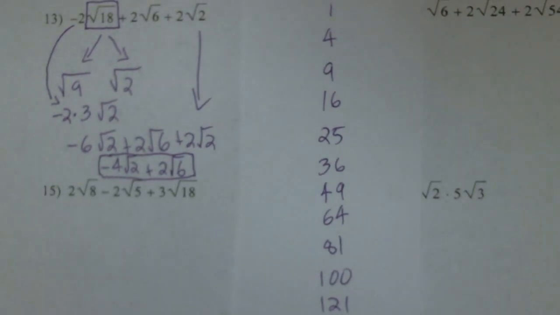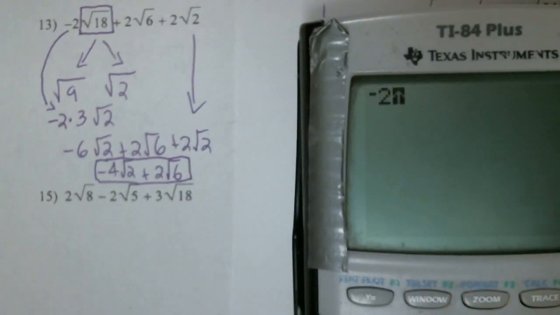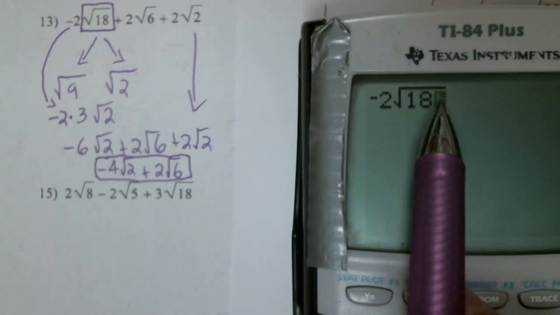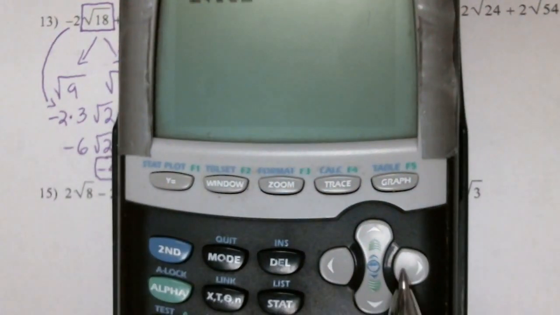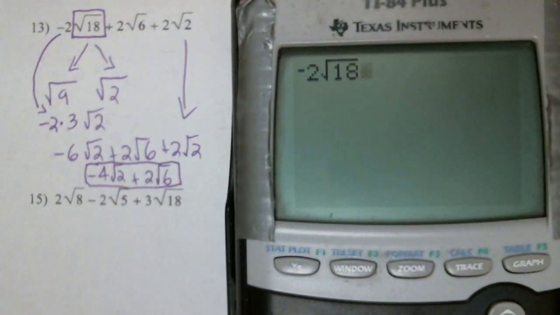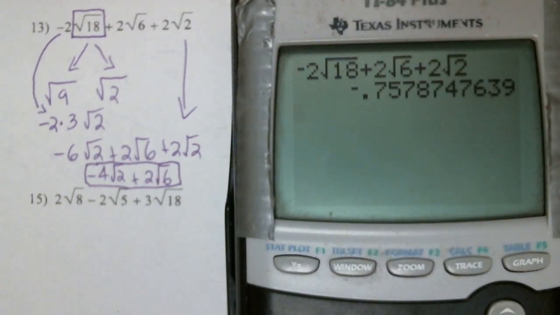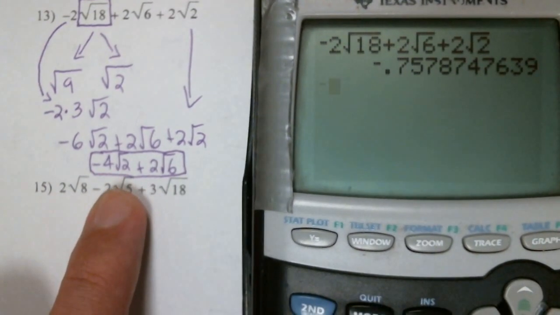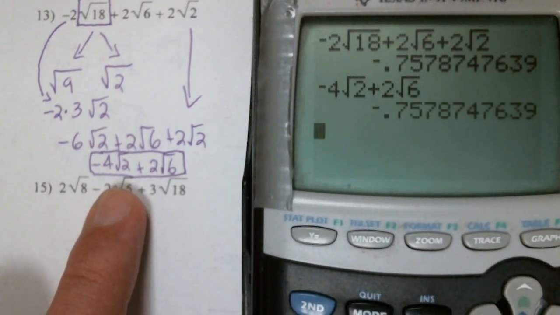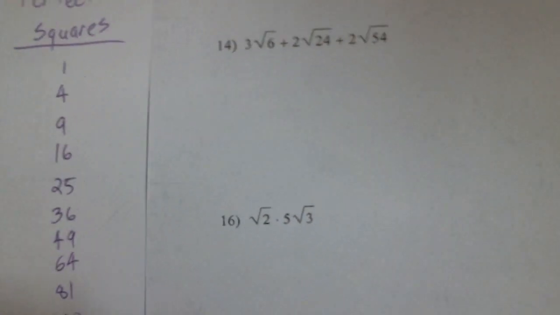Okay, and of course we can check that. Let me check every single bit of this. Negative 2 square root of 18. Now look at my cursor, guys. Depending on your calculator, when you're checking these, notice my cursor is still inside the house. I got to get outside of that house, so I press the over button. Now my cursor's outside. Plus 2 root 6, press over, get outside, plus 2 root 2. Get a number? Fine. Let's type in our simplified answer, negative 4 root 2, get outside the house, plus 2 root 6. And oh look, they're the same thing. We get to move on, 100% confidence that we got that right.